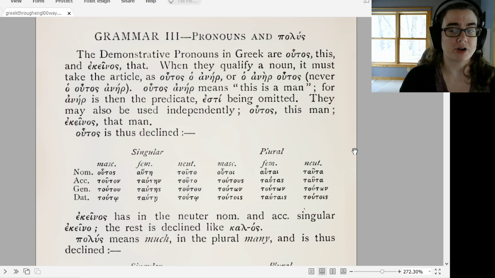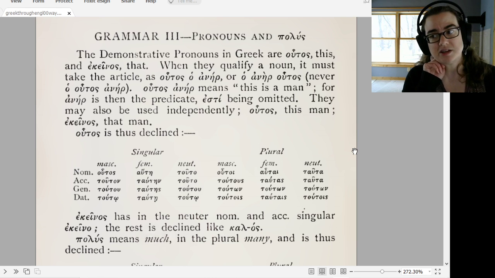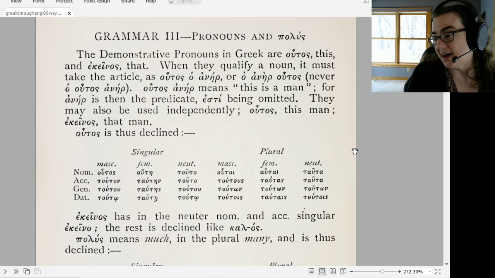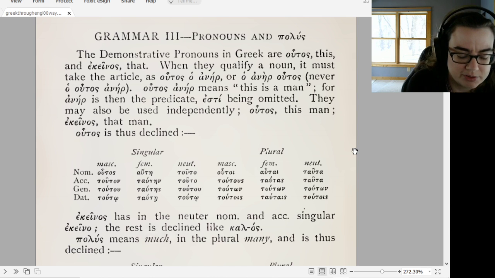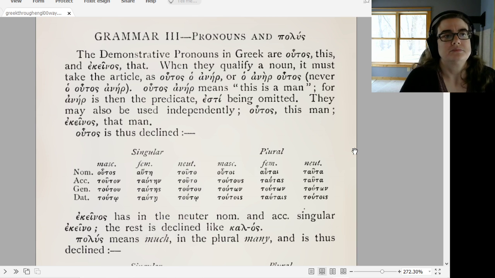The omicron sigma is a masculine singular. The man, this man. No, it's not like the reflexive. Greek has a separate reflexive pronoun. It's just emphasis. And that's why in English we just translate as this man and not the man, this one, because it sounds goofy in English. Alright, this is how it's declined in singular and plural.